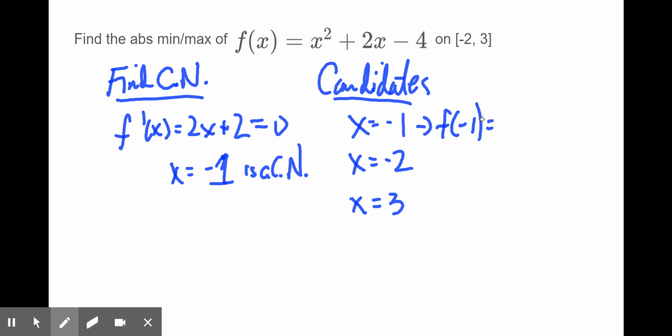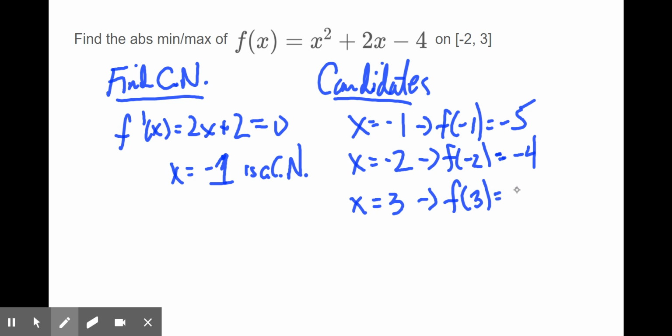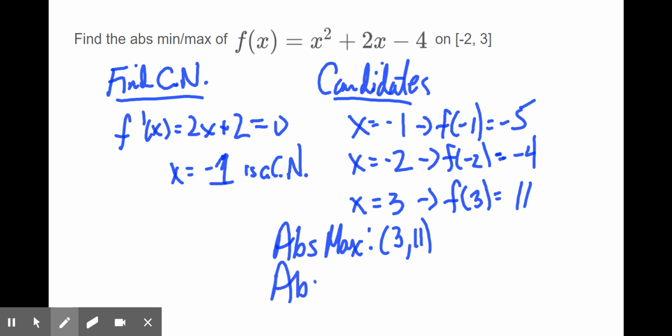So f of negative 1 would be negative 5, I think. Yep, looks right. F of negative 2 is 4 minus 4 minus 4, negative 4. And f of 3 is 9 and 6, 15, minus 4, 11. So that means the biggest winner, the absolute max, is 3, 11. The absolute min is negative 1, negative 5.